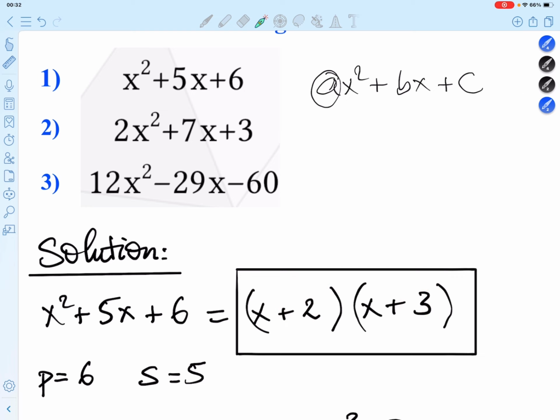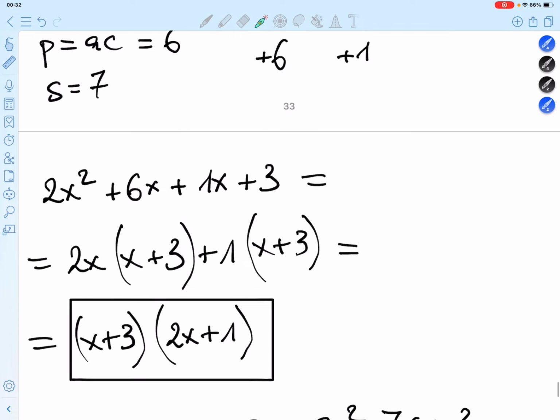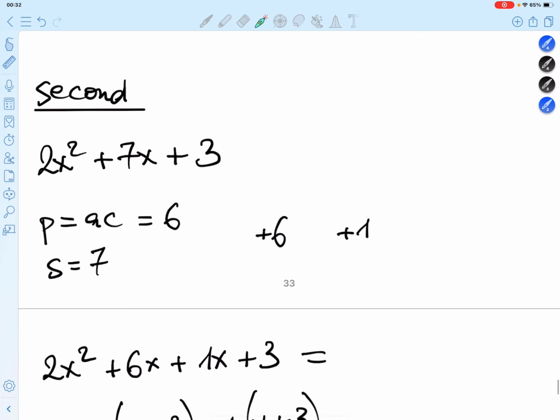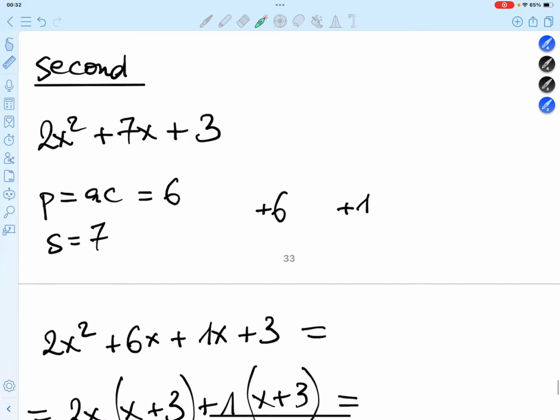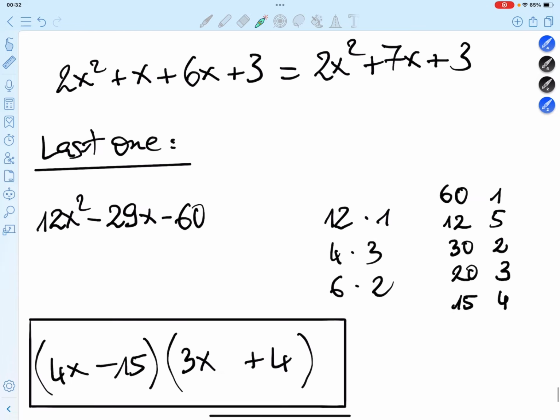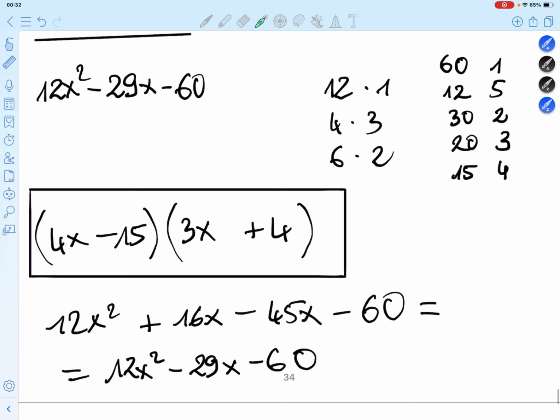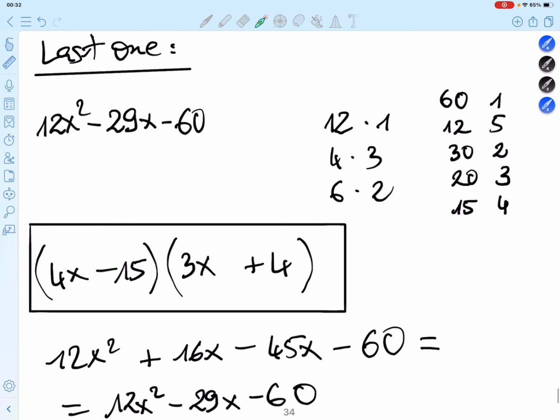Now, when a is different from 1, we have this scenario where it's easy to split the middle term, and we get this. And we have a much harder scenario, which is the last one, where splitting the middle term is harder. Therefore, we need to focus first on this, and then focus on this, and try to find two numbers that we can put here.